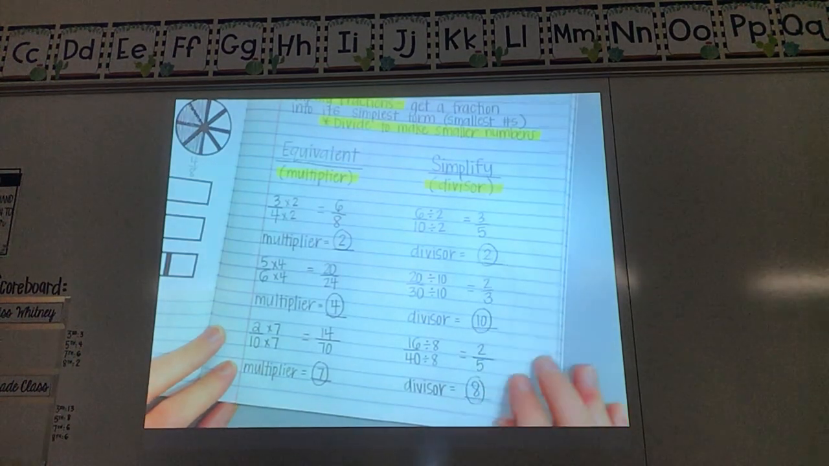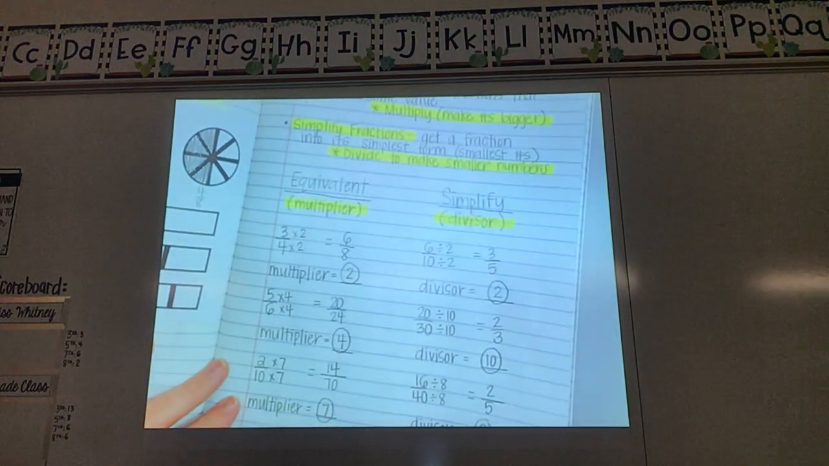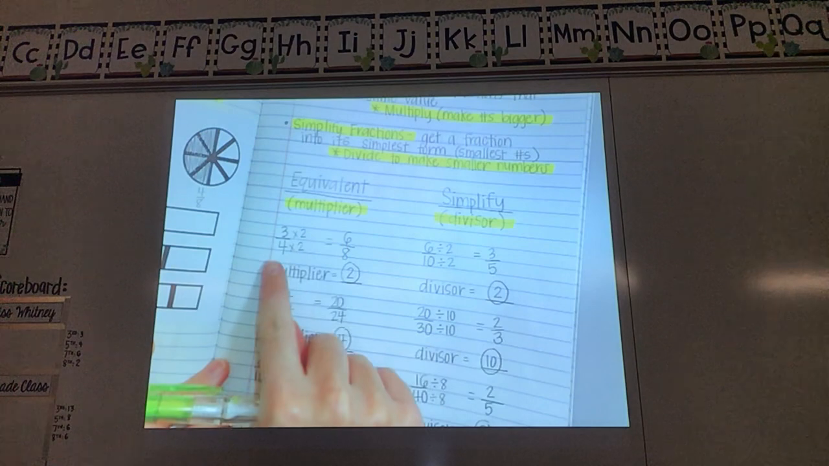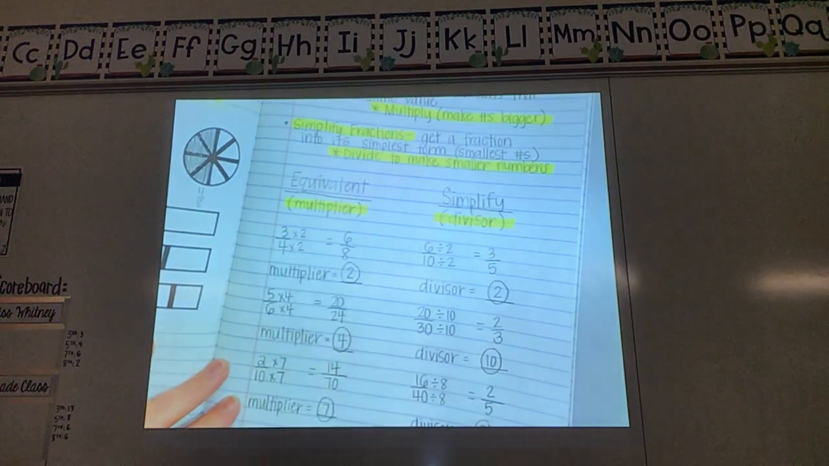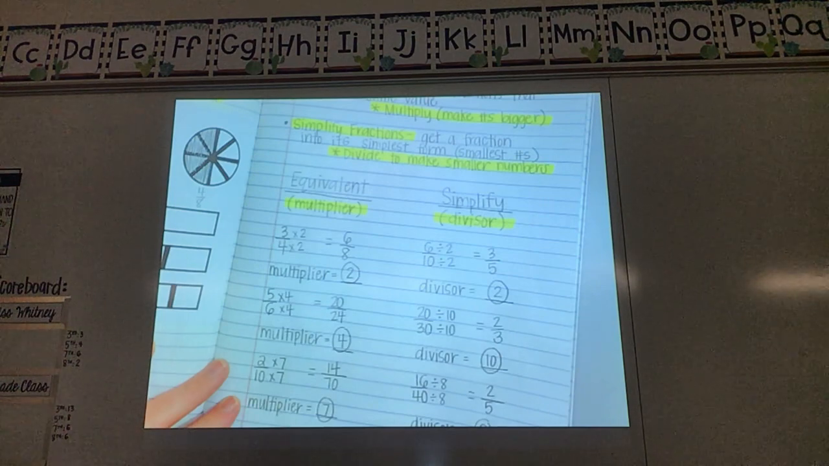Nice work. Today on your homework, you are going to be looking at fractions and either finding the multiplier if we're making the numbers bigger, or if we are making the numbers smaller, you are going to be finding the divisor. Don't forget, you can use your multiplication chart if you need to help you find these things.